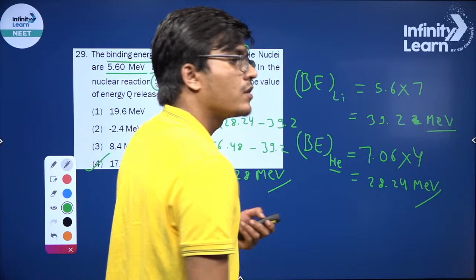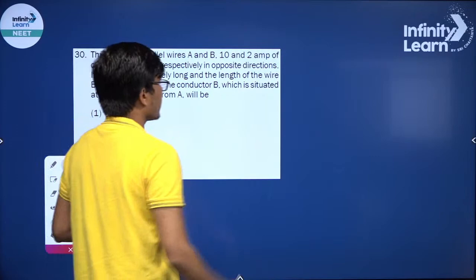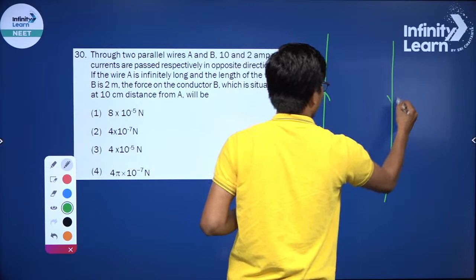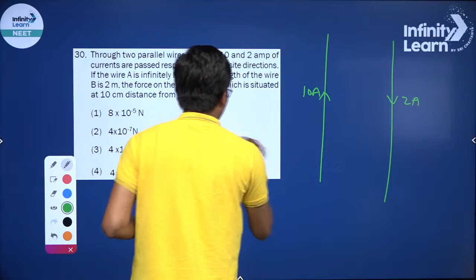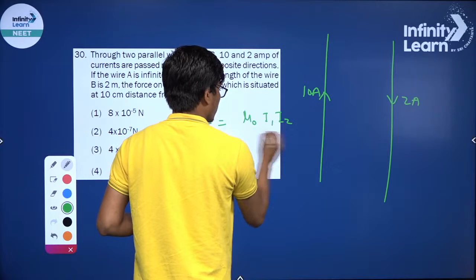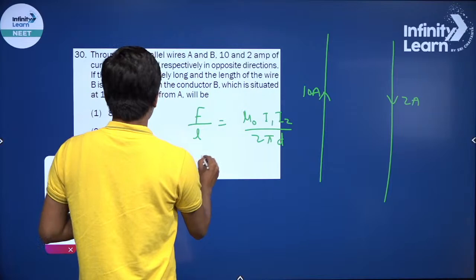Moving ahead, question number 30. Question number 30 is about 2 parallel wires. You have 2 parallel wires, but they have current in opposite directions. One has 10 ampere, the other has 2 ampere. And you know that for 2 parallel wires, the force per unit length is given by mu naught I1 I2 by 2 pi d, where d is the distance between them. So you need to calculate the force. The length of the wire is given as 2 meter.